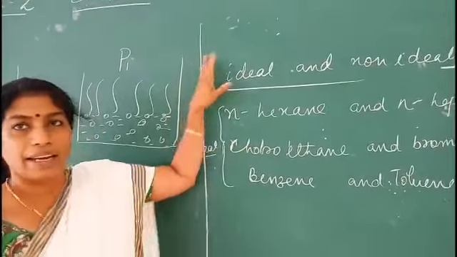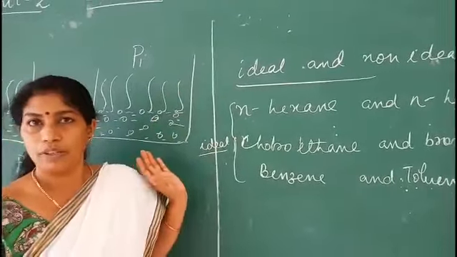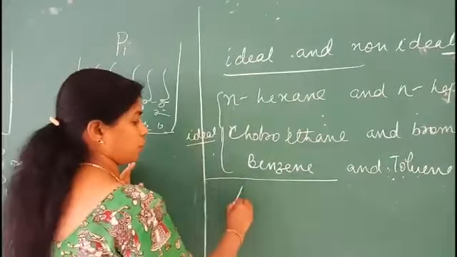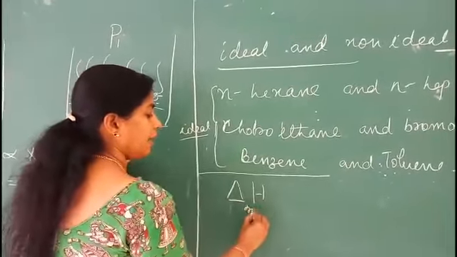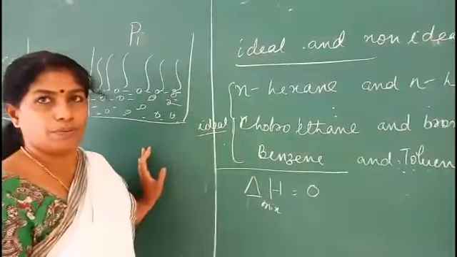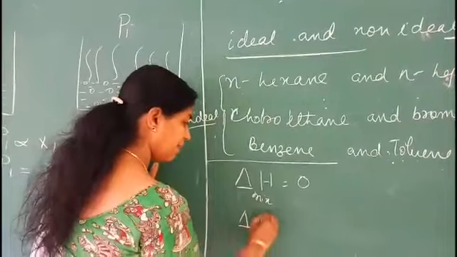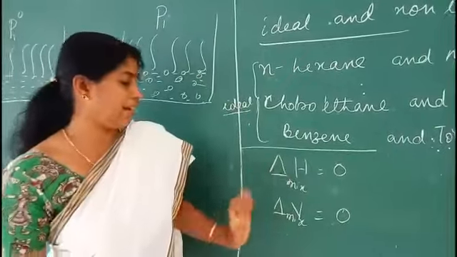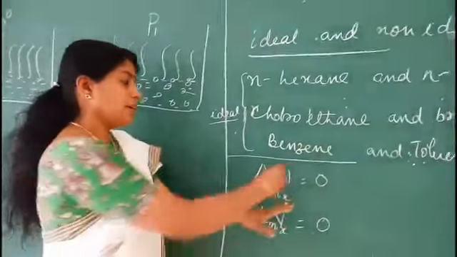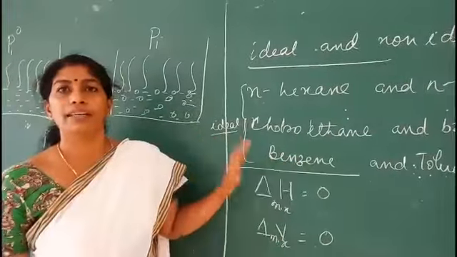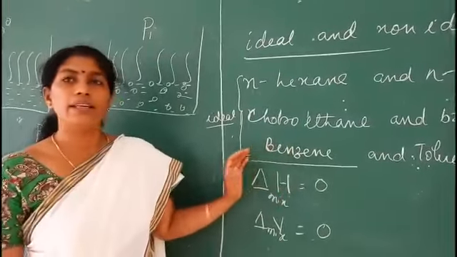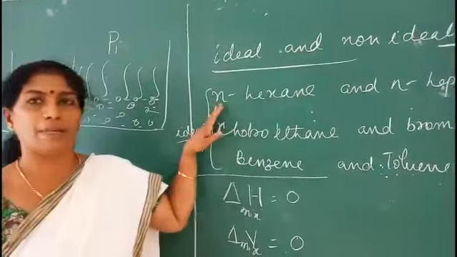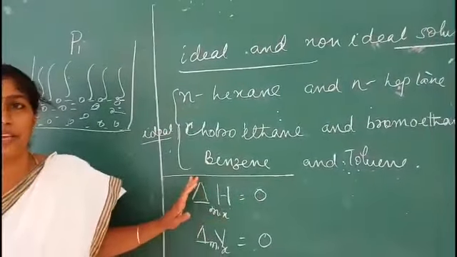Now, if it is an ideal solution, it will obey Raoult's law, and it will also follow other conditions. For an ideal solution, delta H mix will be equal to 0, and delta V mix will be equal to 0. What is meant by delta H mix and delta V mix? Delta H is the change in enthalpy, or change in energy. So when we are mixing two liquids, for example normal hexane and normal heptane, there will not be any change in energy.